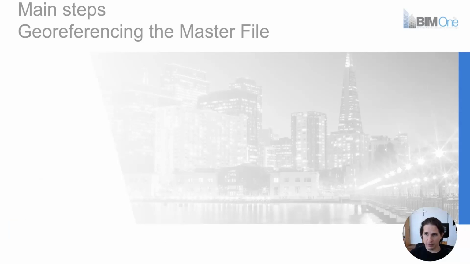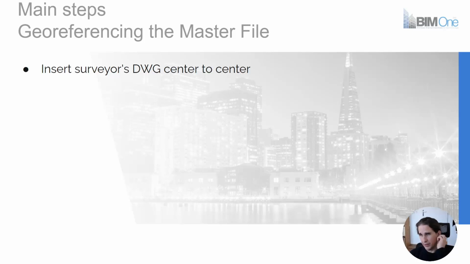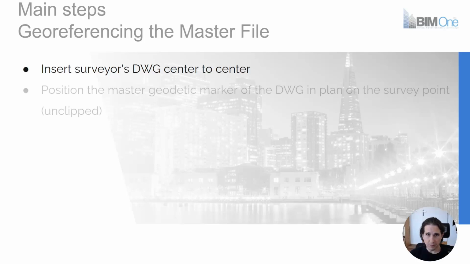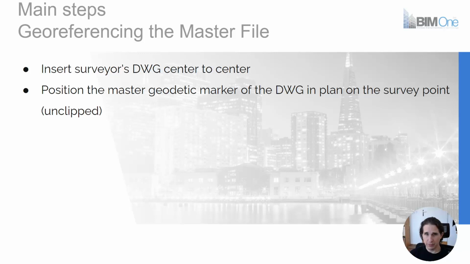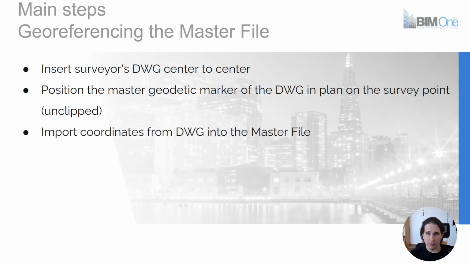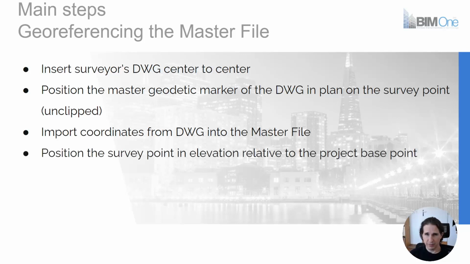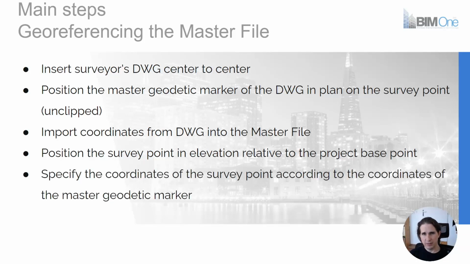So the main steps for georeferencing the master file. You need to insert the CAD file from the surveyor center to center, and then position the master marker of the CAD file in plan on the survey point unclipped. You can import then the coordinates from the CAD file into the master file, and then position the survey point in elevation relative to the project base point. And finally, specify the coordinates of the survey point according to the coordinates of the master geodetic marker.